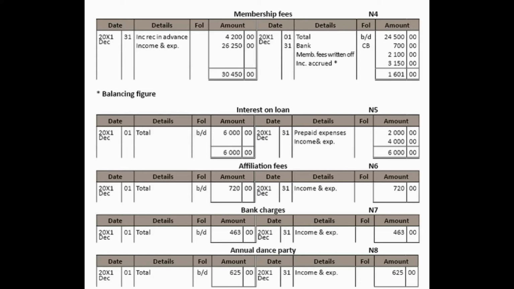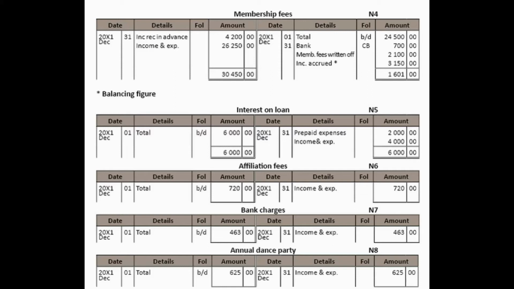At the end of 21, 12 dancers had already paid their membership fees for 22. So 12 paid in advance. Okay. Membership fees paid in advance. That is income received in advance. That is 12 times 350, which gives you 4,200. So on the debit side of membership fees, we always write at the end of the year the adjustment for income received in advance. It is always entered on the debit side of the membership fees account. So it's income received in advance, 4,200.